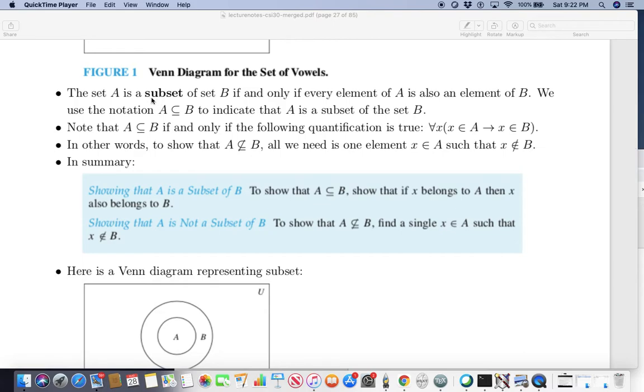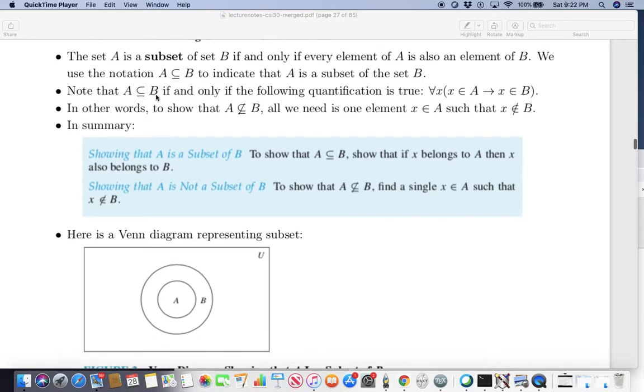The set A is a subset of a set B if and only if every element of A is also an element of B. We use the notation A ⊆ B to indicate that A is a subset of B. Note that A is a subset of B if and only if the following quantification is true: for all x, if x is an element of A, then x is an element of B. That is what makes A a subset of B.